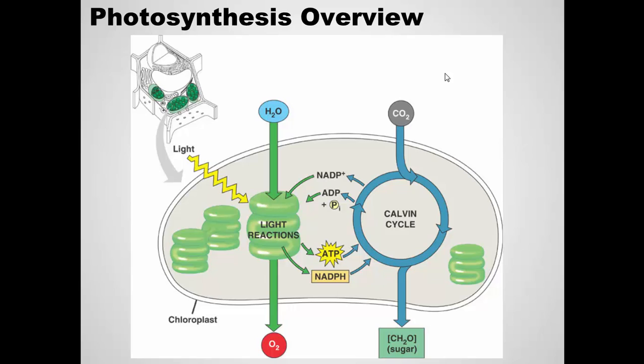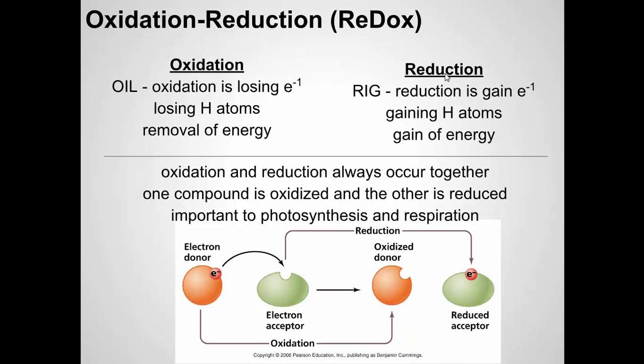Send that energy over to the Calvin cycle, where carbon dioxide is taken in, transformed into sugar. Products of the Calvin cycle are ADP and NADP, which then go back into light reactions to be recycled. So if we look on the outside here, we have our basic formula for photosynthesis. Light plus water plus carbon dioxide produces oxygen and glucose.